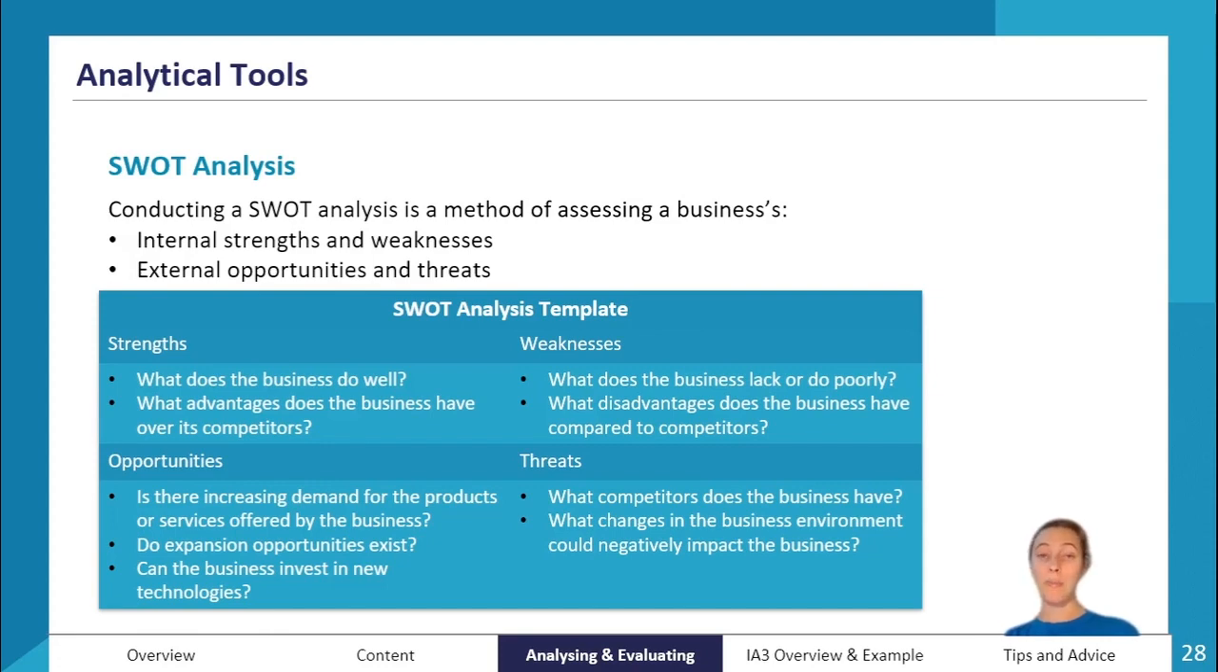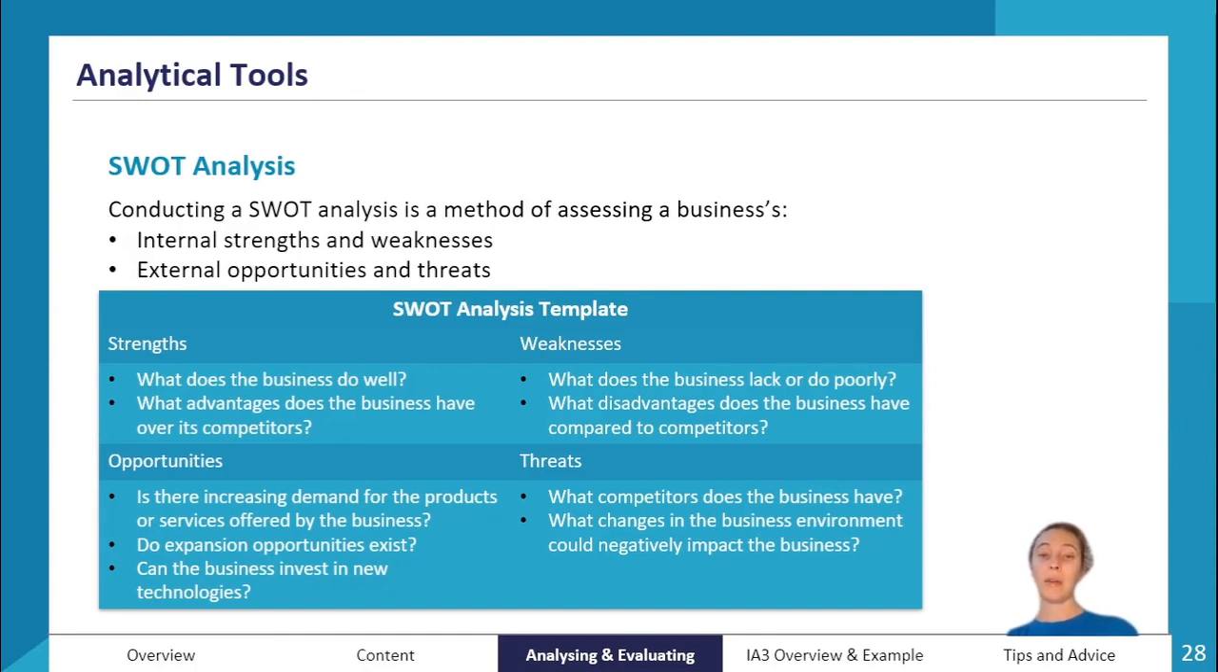So is there increasing demand for products or services offered by the business or not offered by the business? So the business could expand into that area to make use of that increased demand. Do expansion opportunities exist? And can the business invest in new technologies? That's something that we see all the time, things like artificial intelligence and all of those technologies that are emerging along with that. They are opportunities that businesses can take advantage of to improve efficiency, improve their offerings for customers and the experience that customers have.